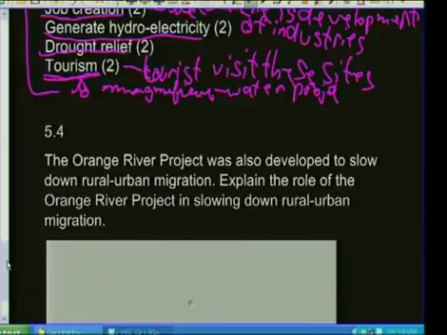Okay? The Orange River project was also developed to slow down rural-urban migration. Explain the role the Orange River project has in slowing down rural-urban migration. Now already you picture the answer. I think we discussed it already. More water, better farming. Do farmers want to move? If employment opportunities are happening, there's more commercial farming happening, farming is happening on a larger scale, people may want to stay. Because as this is happening, tourism is increasing, people are visiting the area, there's trade happening. There are so many conditions that make people want to stay back.